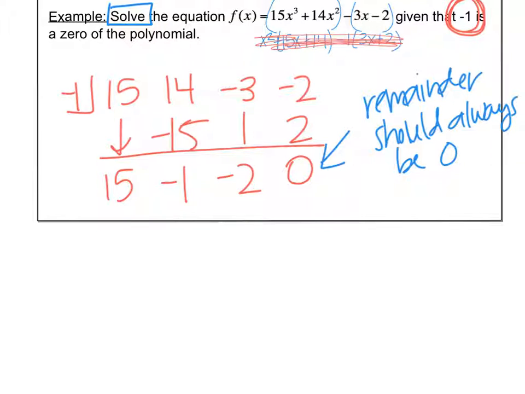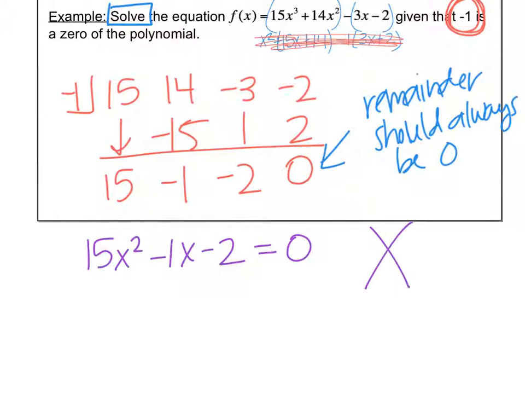So I need to write this out as a polynomial. It's going to start 15x squared minus 1x minus 2. I need to solve that. How do I solve that? I can first set it equal to 0, and then I am going to factor it. Factors of negative 30 that add to -1: 6 and 5, and which one's got to be negative? 6. -6 to get -1.